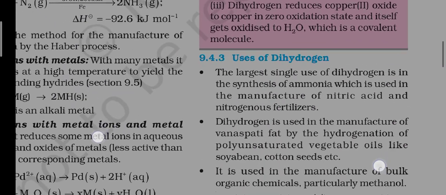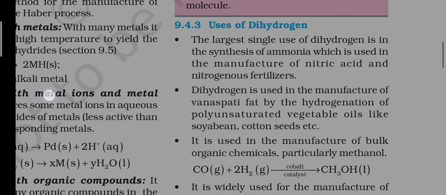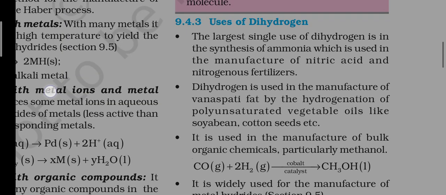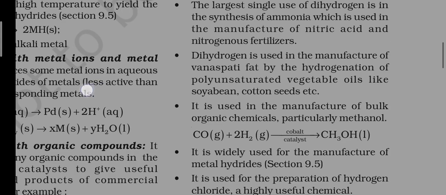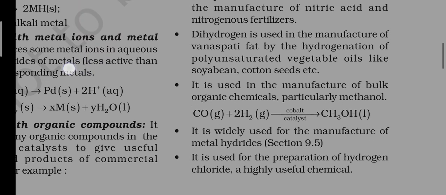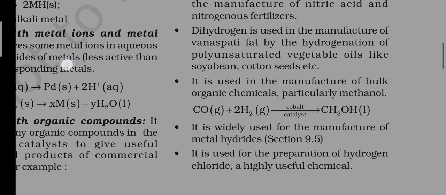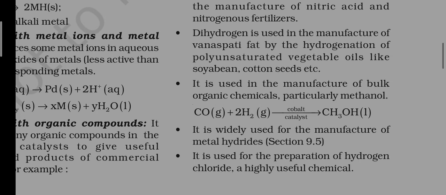Next is uses of dihydrogen. The largest single use of dihydrogen is in the synthesis of ammonia, which is used in the manufacture of nitric acid and nitrogenous fertilizers. Dihydrogen is used in the manufacture of vanaspati fat by the hydrogenation of polyunsaturated vegetable oils like soybean, cotton seeds, etc.